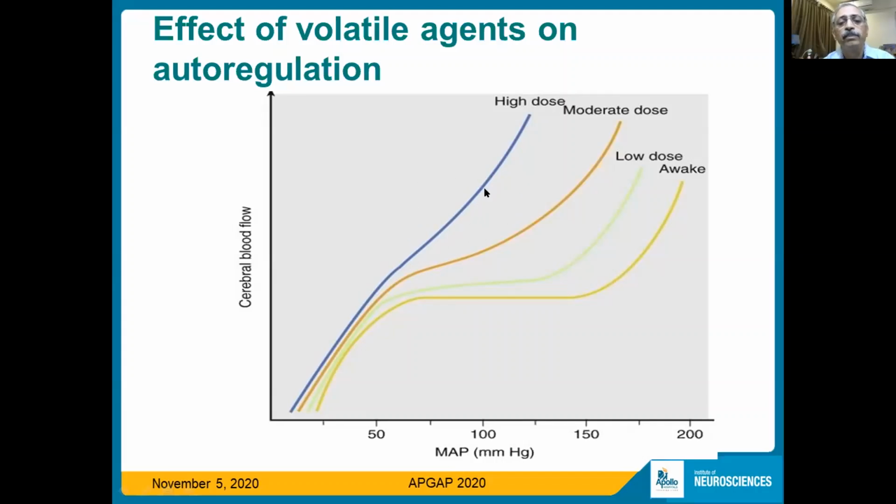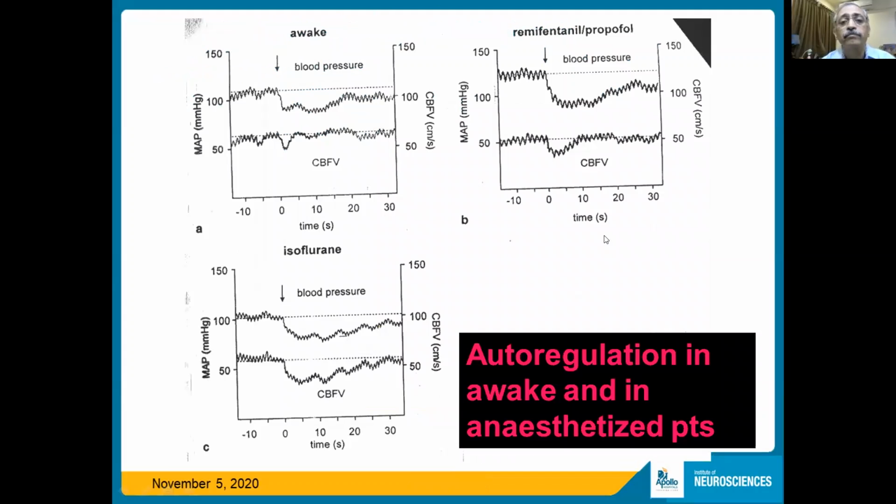And this is very important, because when we use a high dose of inhalation agent, if there is a drop in the blood pressure, there is a passive drop in the flow, and they can induce cerebral ischemia. This becomes more important when the patient is already having a cerebral insult.